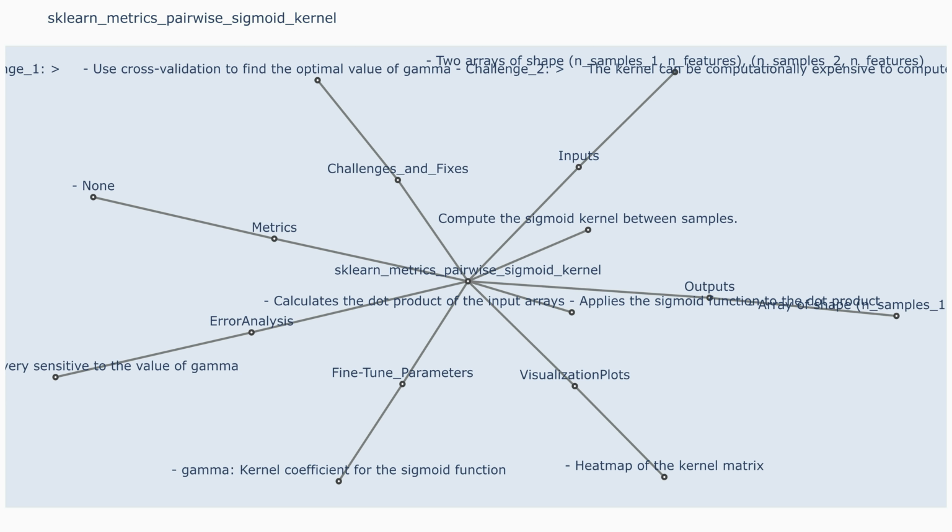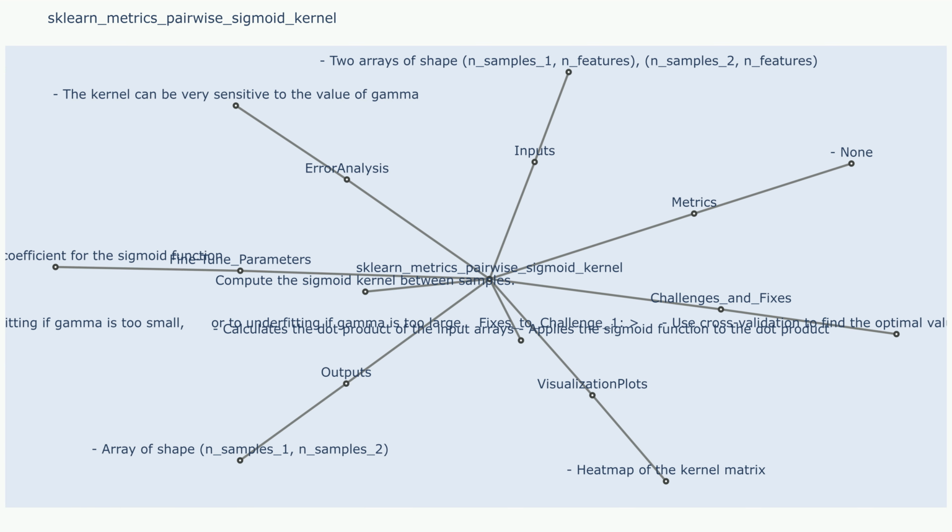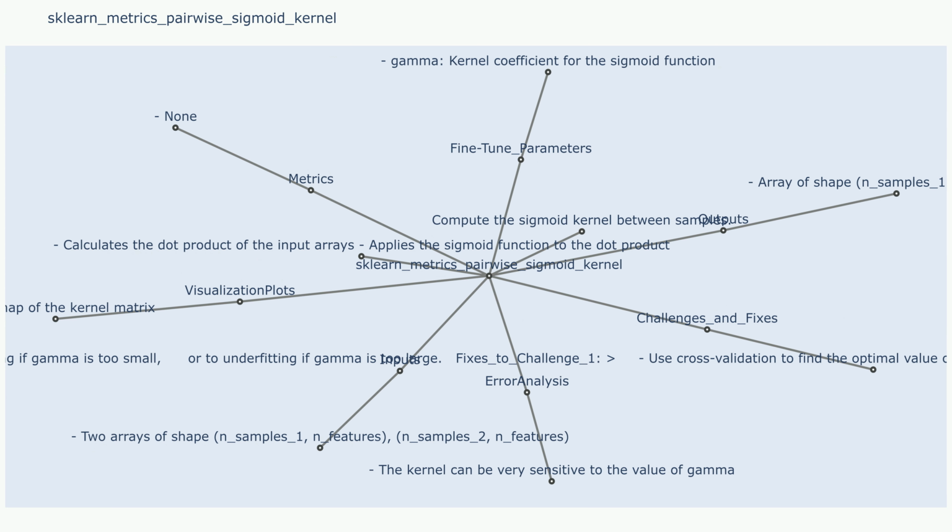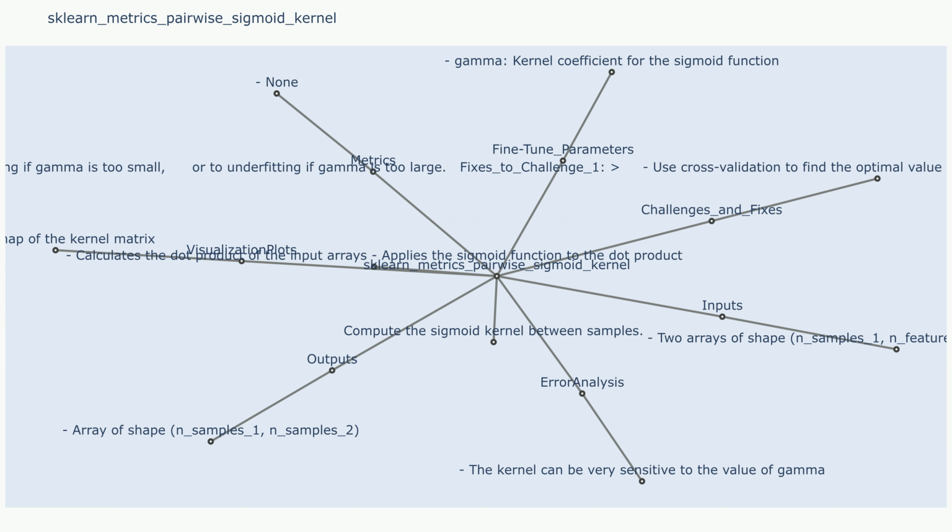sklearn.metrics.pairwise.sigmoid_kernel. Description: the sigmoid kernel is a similarity function that takes two vectors as input and returns a value between 0 and 1, representing their similarity. It is based on the sigmoid function, which is a smooth S-shaped curve. The sigmoid kernel is often used in machine learning to measure the similarity between data points. It is particularly useful in applications where the data is nonlinear, such as image recognition or natural language processing.